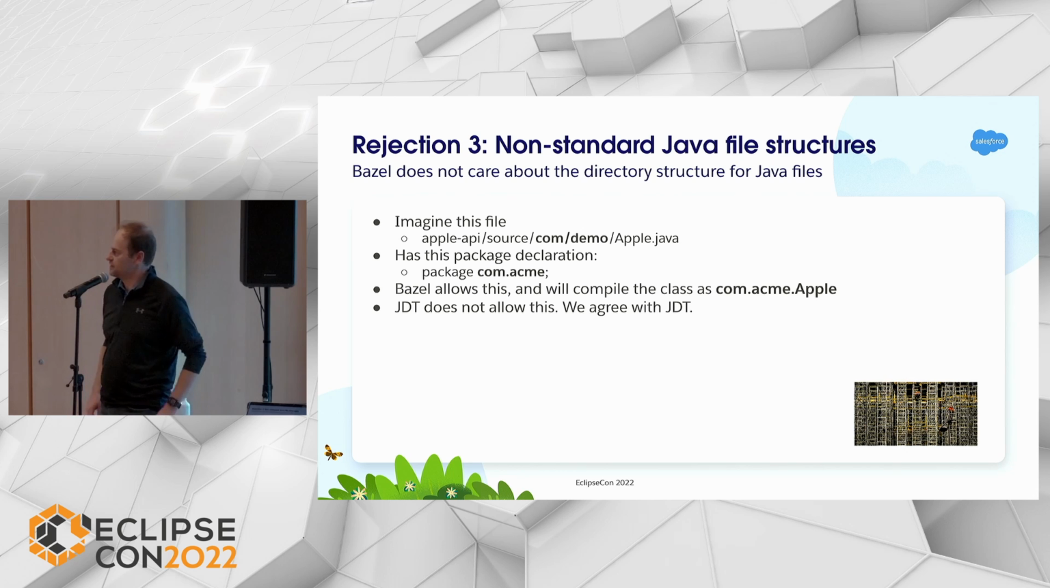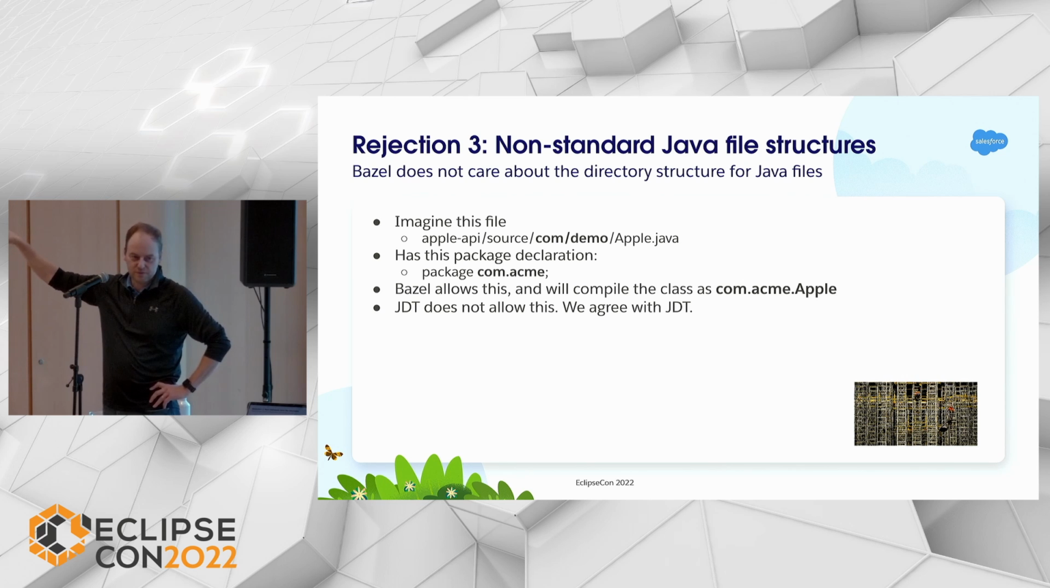Another weird one is Bazel does not really care about your directory structure when it comes to your Java files. So you could have a package declaration of com.acme in your Java file, but it's located in com.demo. I don't know why you would do that as a developer, but that's legal in Bazel. And JDT says no. I don't know why you'd want to do that. So we just said, okay, that's fine. That's just a limitation. There's like 5 more things like this.